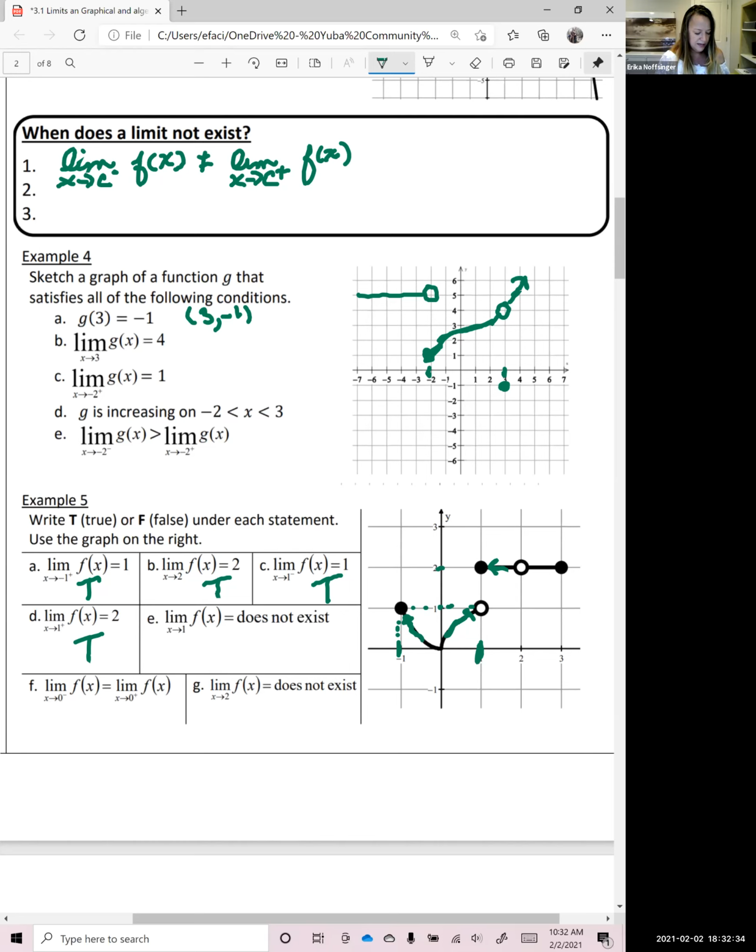Now let's look at the limit as x is approaching 1 of f of x does not exist. Well, in order for it not to exist, the left and right-hand side have to be different. Well, x approaching 1 on the left, we said was 1. And the limit as x is approaching 1 on the right-hand side is 2. So it's true that the limit doesn't exist because left and right are different.